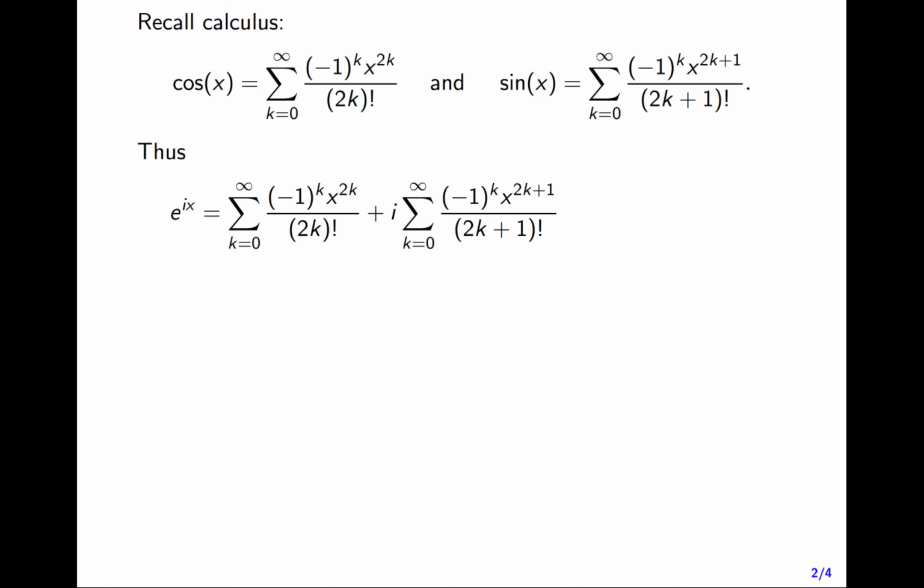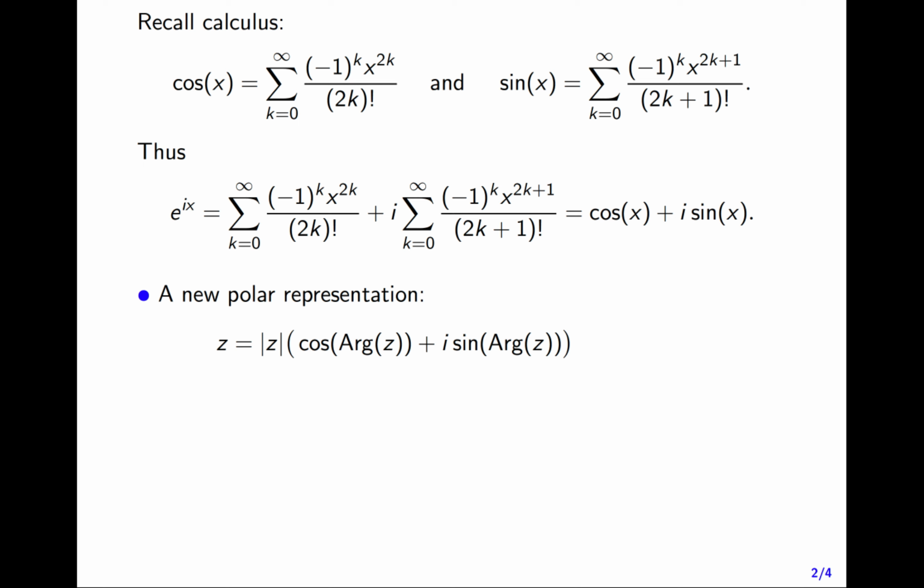Namely, cosine of x is the sum from k equals 0 to infinity of minus 1 to the k times x to the 2k over 2k factorial, and sine of x is the sum from k equals 0 to infinity of minus 1 to the k x to the 2k plus 1 over 2k plus 1 factorial. This is how I personally like to define sine and cosine as power series. So if you accept these as the definition of sine and cosine, then you get e to the ix is the first series plus i times the second, which is cosine of x plus i sine of x.